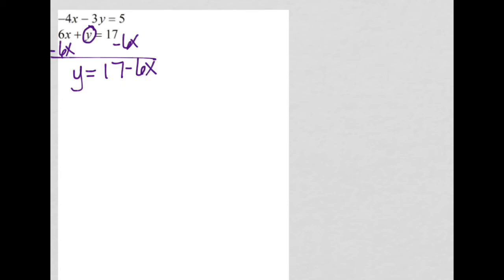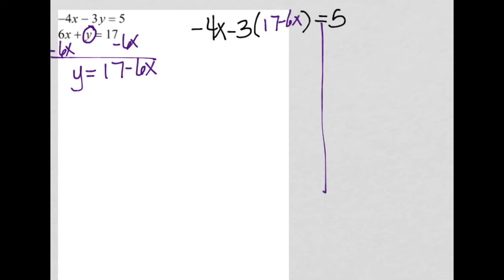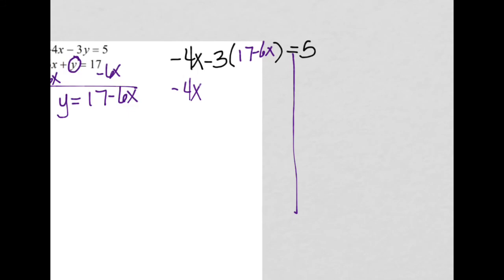So I'm going to now take my second equation, my negative 4x minus 3, and instead of y, I'm going to do the parentheses, equals 5. What gets filled in the parentheses? 17 minus 6x. And now I just solve. Alright, so I got my negative 4x, because that's not part of my distributive property. My distributive property is negative 3 times 17, which is a negative 51. My negative 3 times negative 6, which is a positive 18x, equals 5.